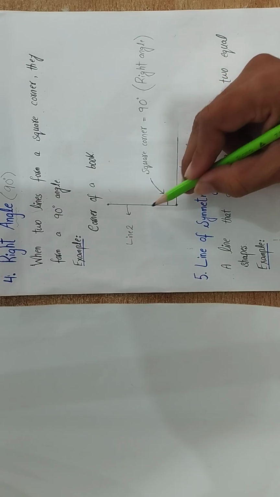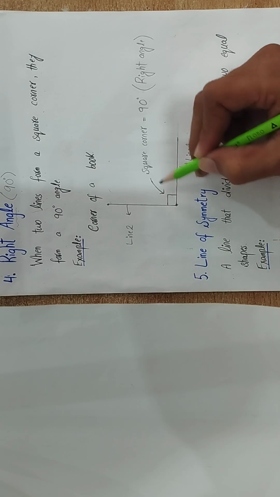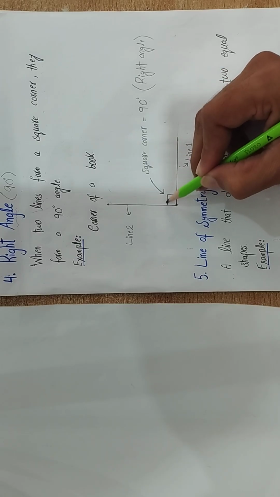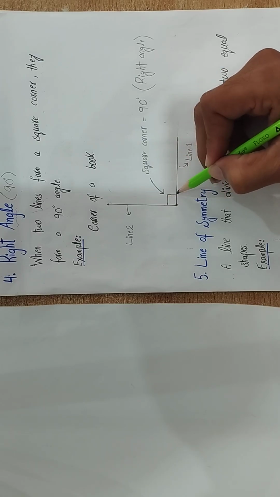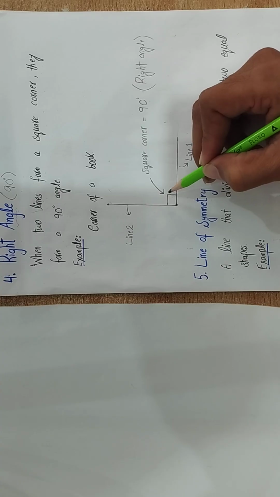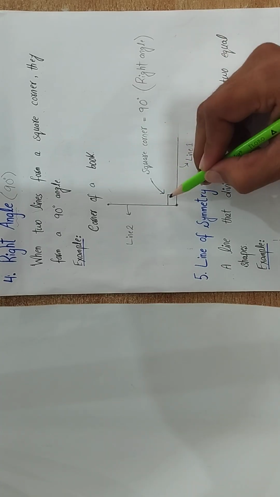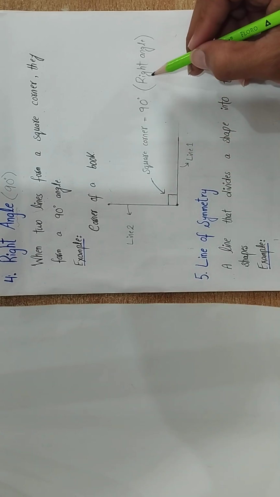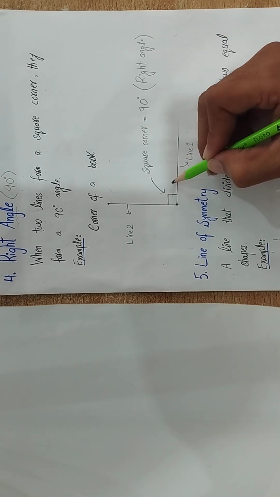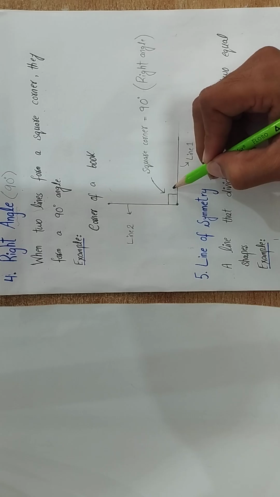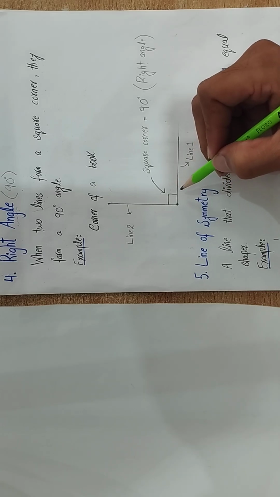ठीक है, जब भी दो लाइंस इस तरह से होंगी कि जहाँ पर वो मीट कर रही हैं वहाँ पर एक स्क्वायर कॉर्नर बन रहा हो, ये जैसे मैंने बनाया हुआ है, then we say that there is an angle of 90 degree between these two lines, or we say that there is a right angle between these two lines. So I hope you understood the definition of right angle.